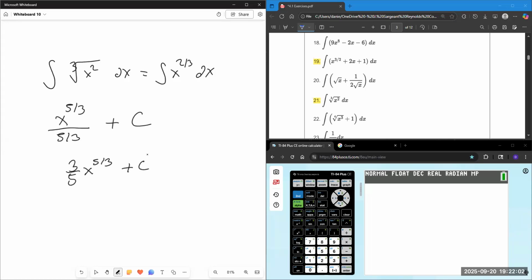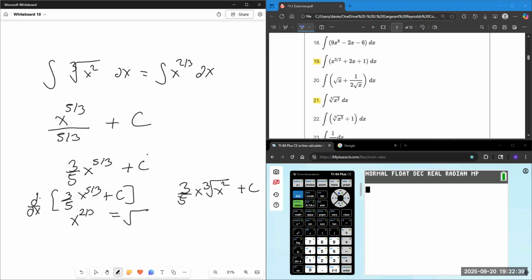And I could write that as 3/5 x times the cube root of x squared plus c, but I don't want to have to use the product rule to check my answer here. I'm going to leave it in this form to check. So the derivative with respect to x of 3/5 x to the 5/3 plus c is 1 times x to the 2/3 plus nothing, which is the same thing as the cube root of x squared, which matches my integrand.